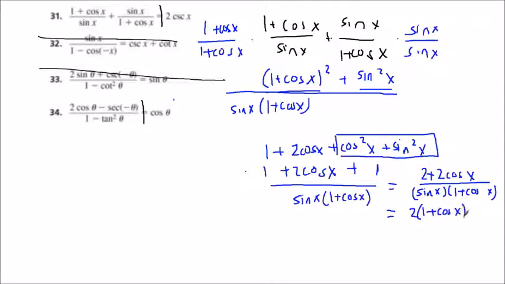1 plus cosine x over... I'm sorry about the noise, I'm going to get to you guys later after this problem. So you have both of these, you can cancel them. You'll have 2 over sine x, which is equal to 2 CSC of x, and that is how you manipulate a function.